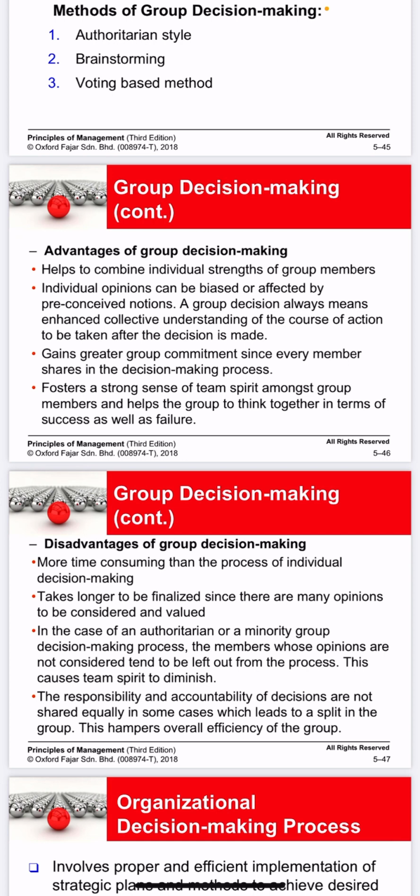You can read it by yourself. One of the advantages is that it helps to combine the individual strengths of group members. So each of the group members can freely give their opinion, their own perspective on the issues. But the disadvantage of group decision making is that it is more time consuming because everybody wants to give their opinion. So it is time consuming.